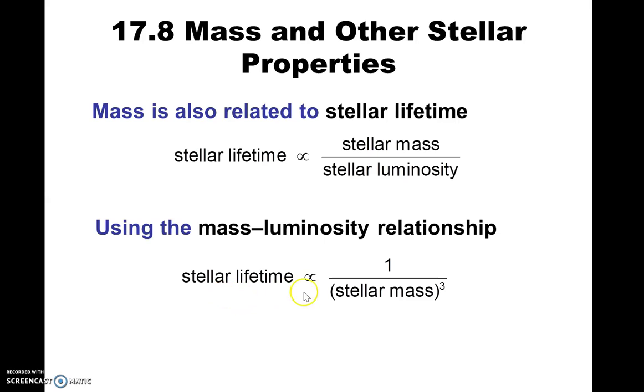You can also use this relationship. It turns out that the luminosity is proportional to the fourth power of the mass, and so if you put the numerator in solar masses and the denominator, then the stellar mass divided by stellar mass to the fourth power would be 1 over the stellar mass to the third power. I prefer using this up here, the stellar mass divided by the stellar luminosity. This doesn't give you as good of a prediction.